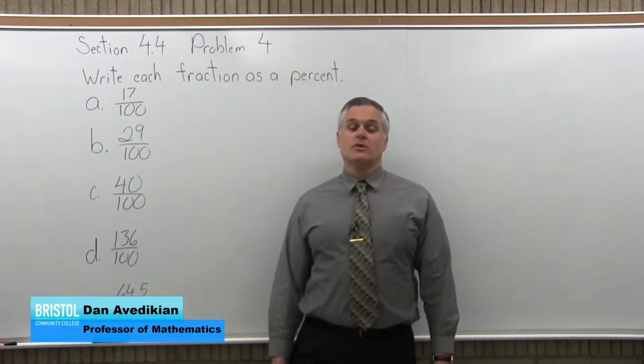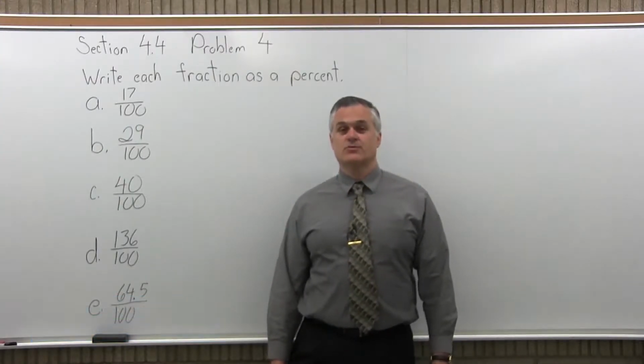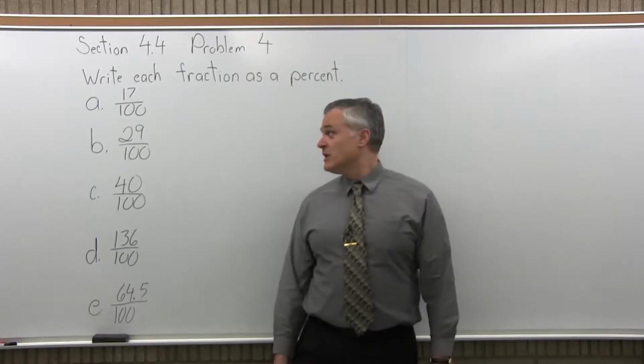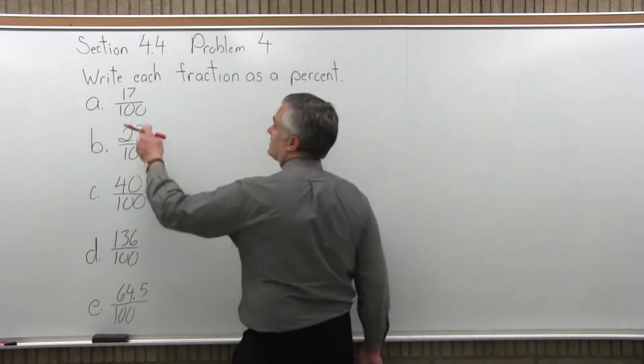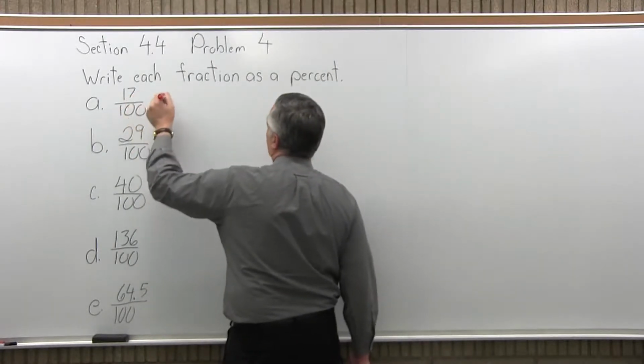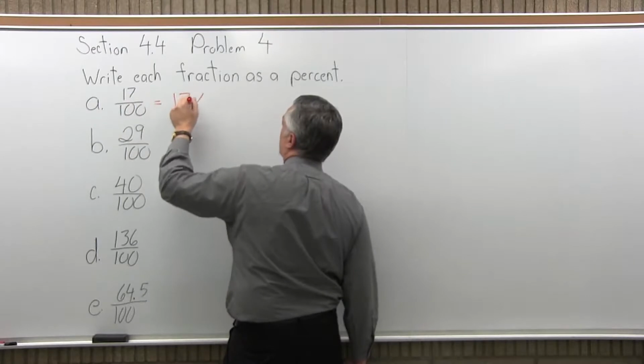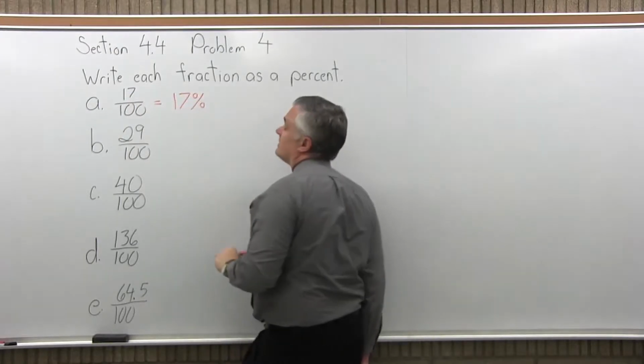This is Section 4.4, Problem 4. It says write each fraction as a percent. And the first fraction is 17 over 100. So when the denominator is 100, the percent is whatever the numerator is. So 17 over 100 is 17%.